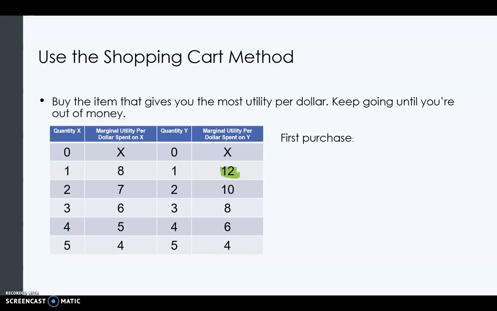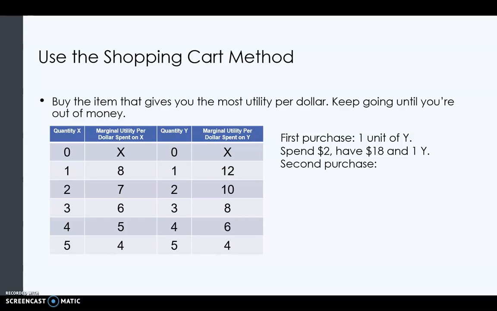So we're going to purchase 1 unit of Y. We're going to spend $2 of our $20 budget. That means in our pocket, we have $18. In our shopping cart, we have 1 unit of Y.